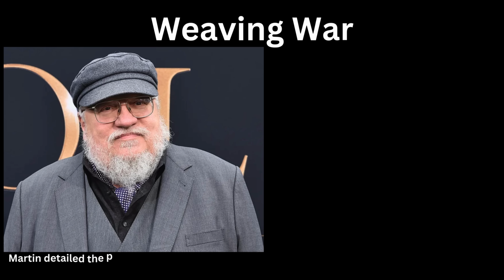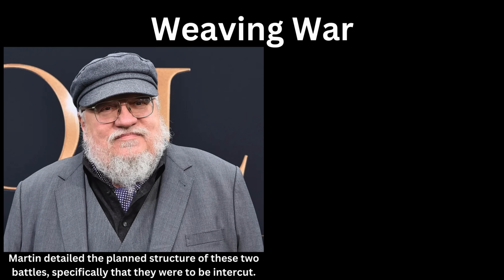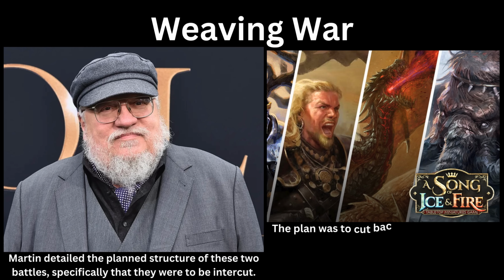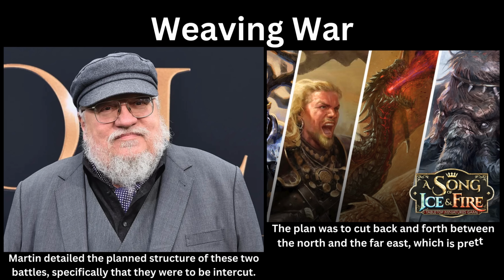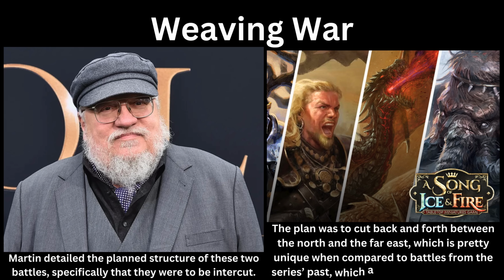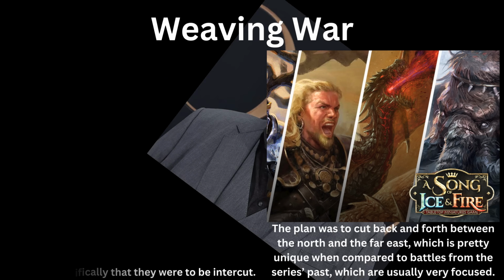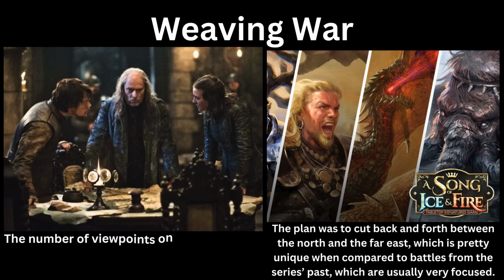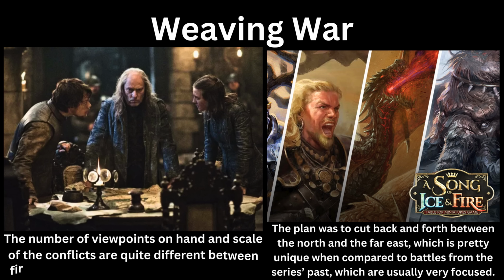This ties into Martin's initial plan for writing these two battles. Specifically, when they were intended to end A Dance with Dragons, Martin's plan was to intercut between these two sequences. Overall, I like that in concept, but I think it works better in theory than it would in practice. Not only do we only have two viewpoints on the Battle of Ice as compared to three on the Battle of Fire, it seems as though they're pretty lopsided in terms of the scale of each event.